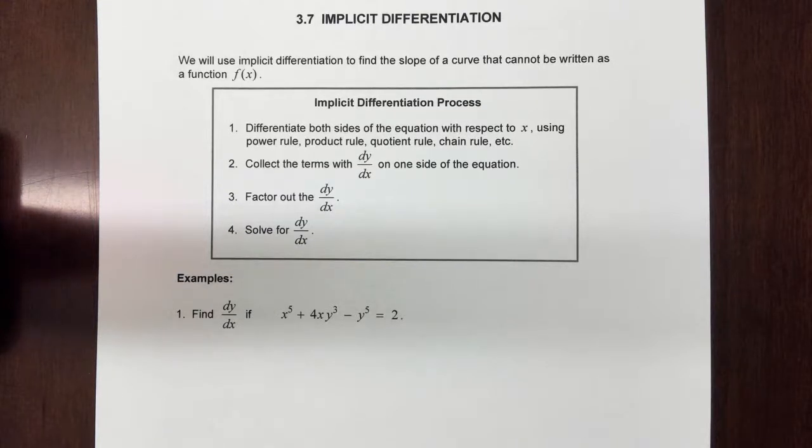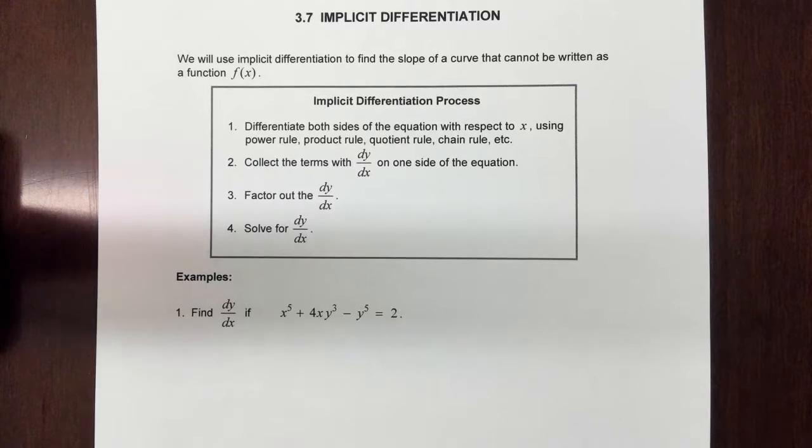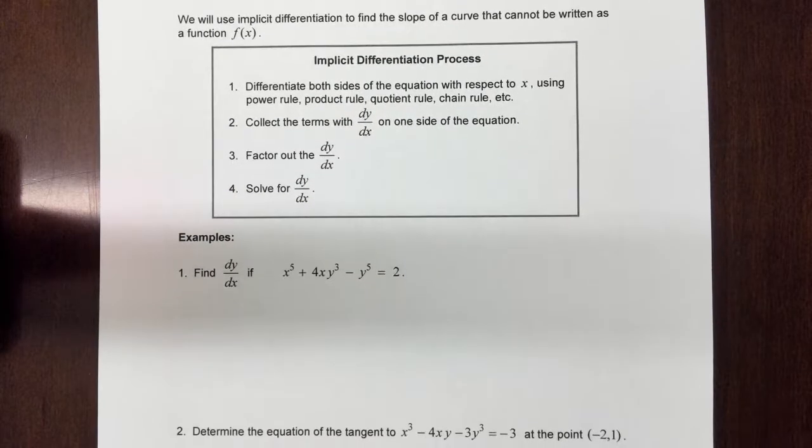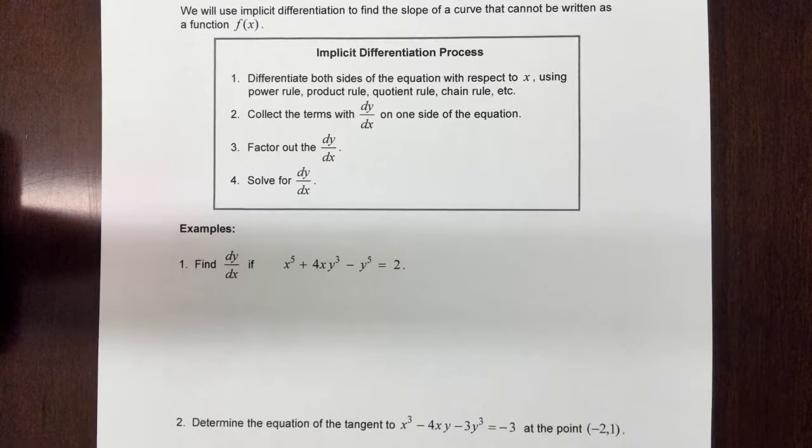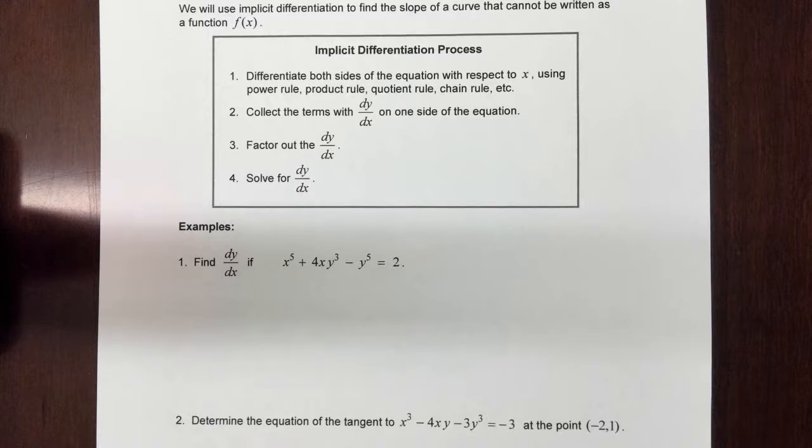Section 3.7, Implicit Differentiation. So in class today we learned what implicit differentiation is. Now we're just going to apply that process to various problems and extend our knowledge of implicit differentiation. On the top of your paper I've notated the steps for the process. You want to differentiate both sides of the equation with respect to x. You can use power rule, product rule, quotient rule, chain rule, etc.